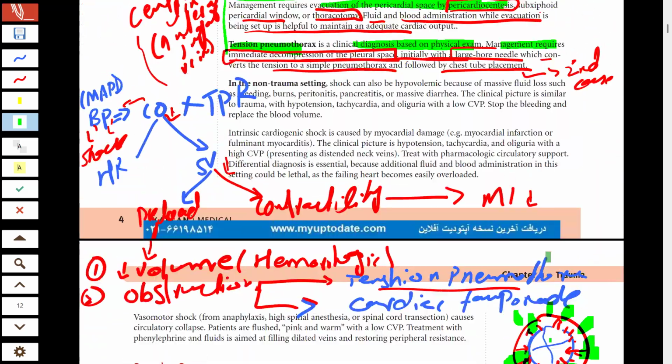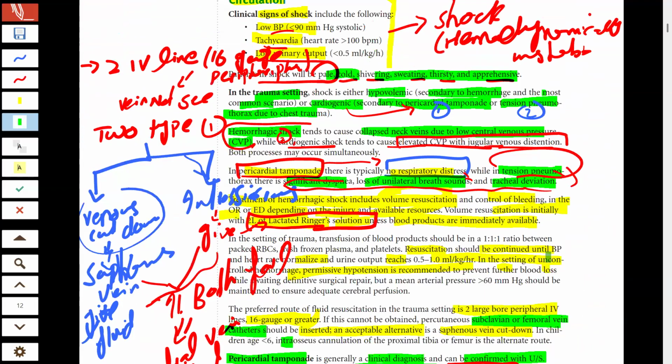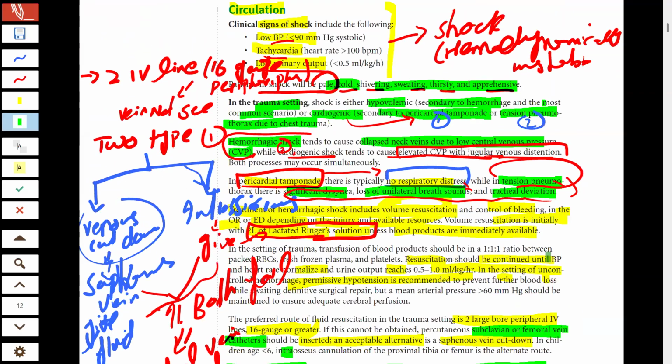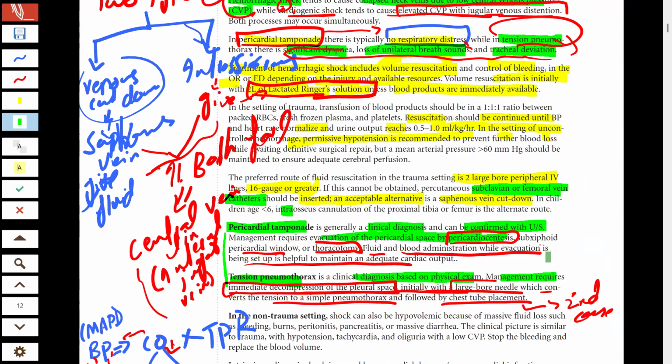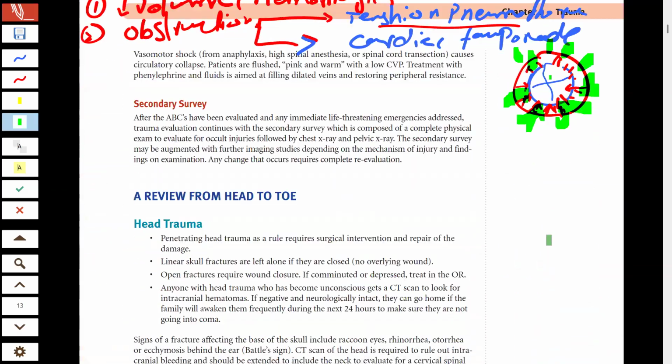So this one is about shock causes as well and their management. In hemorrhagic shock there is hemorrhage, so that's why the CVP will be low. So you have to resuscitate as soon as possible.